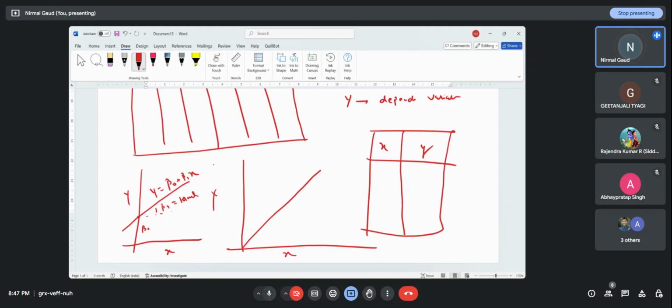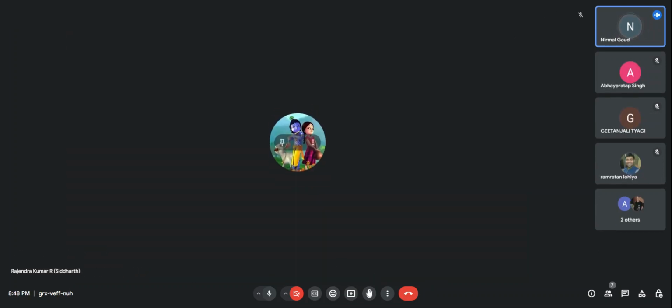We are trying to check the behavior. So in the real world, so many data sets are there in which we try to find such kind of relationship between the variables. Okay, now let me share my entire screen to help you in better understanding. All right, so here it is.